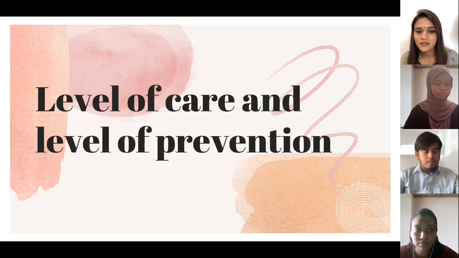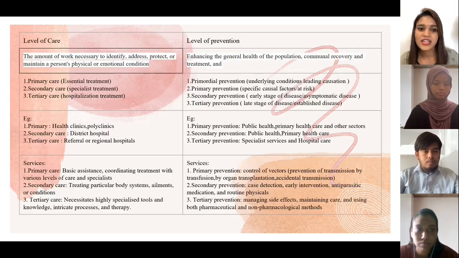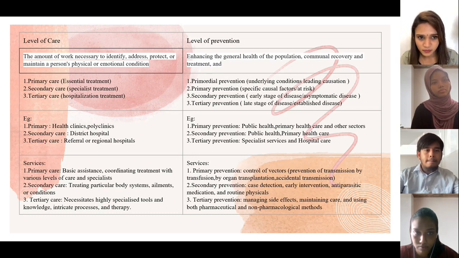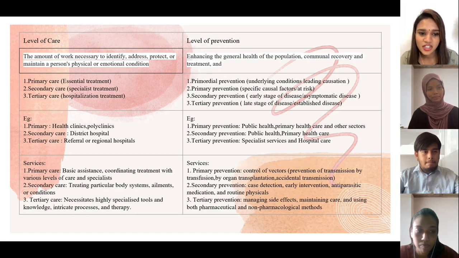I'll be presenting on level of care and level of prevention. What is level of care? Level of care is the amount of work necessary to identify, address, protect or maintain a person's physical or emotional condition. It's divided into three types of care: primary care, secondary care, tertiary care.